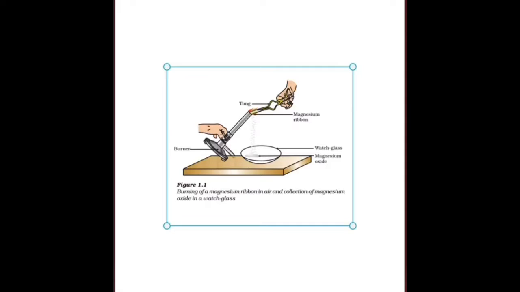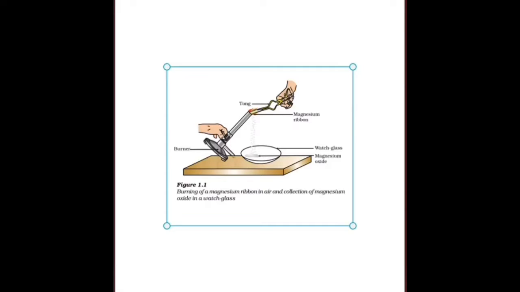So there is a complete transformation going on from one form to the other form. This transformation is called a chemical reaction. So the name of the chapter which I am going to deal with right now is chemical reactions and equations.